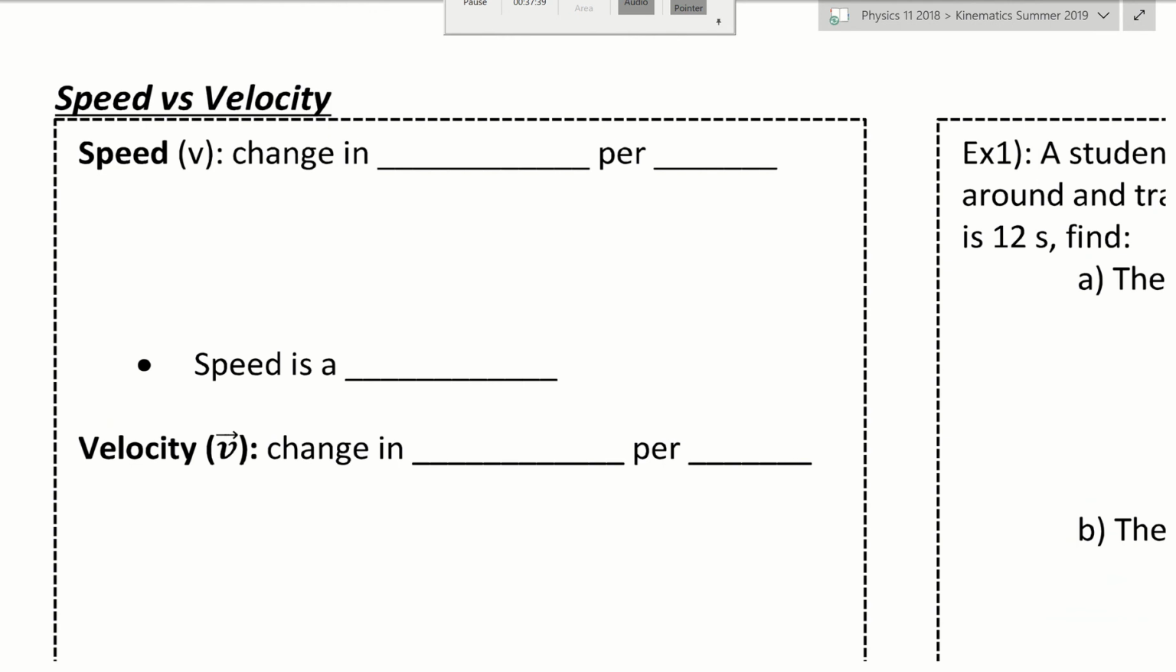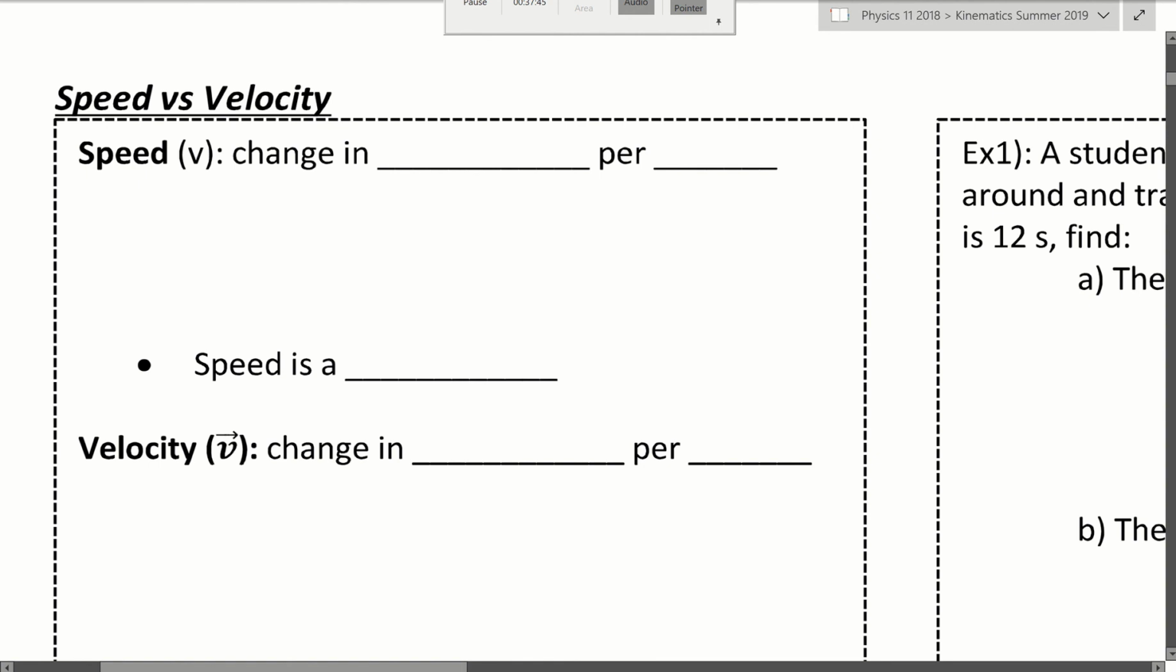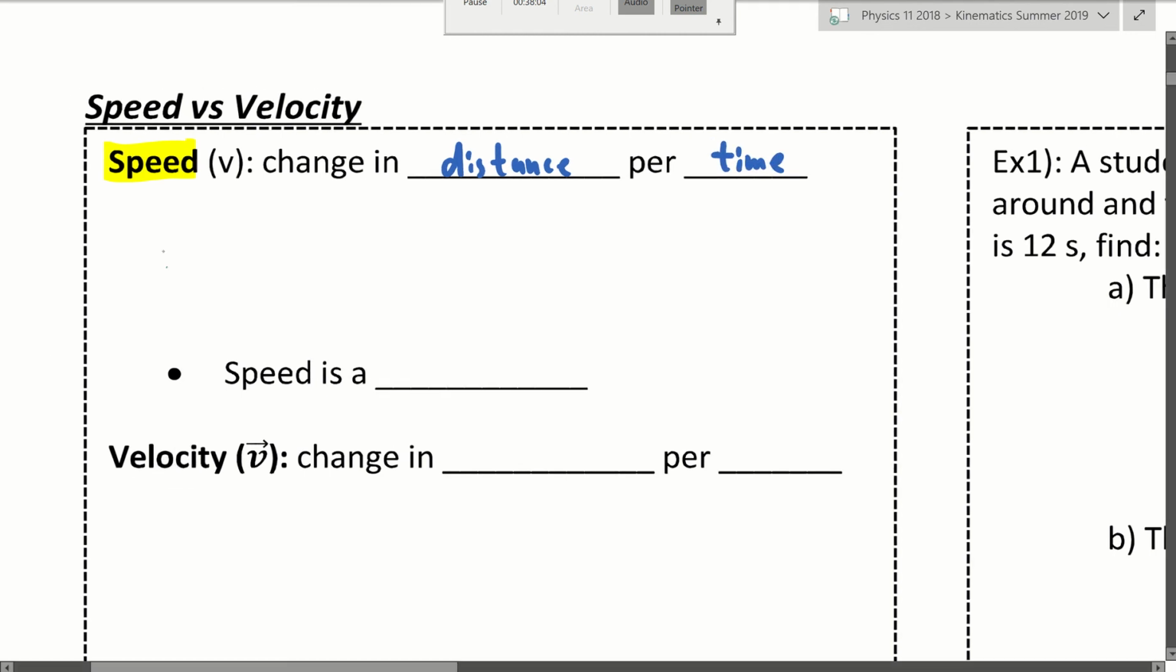All right, now let's continue to the next page where we are now going to look at speed versus velocity, which is just how fast the object is moving with or without direction, right? So your speed is the one that doesn't have direction. It's your change in distance, which also doesn't need direction, per time. Your change in distance per every second.